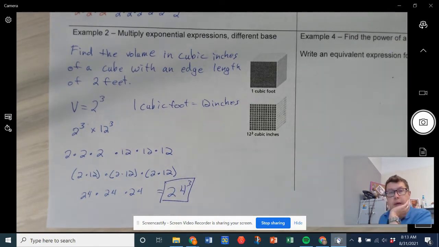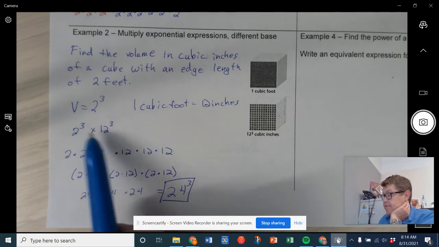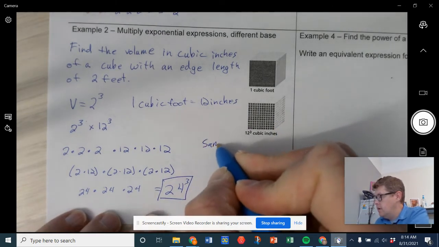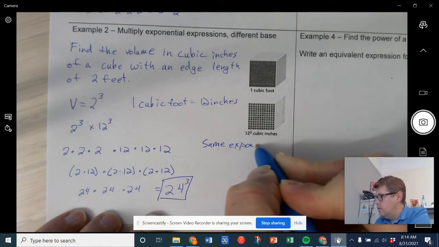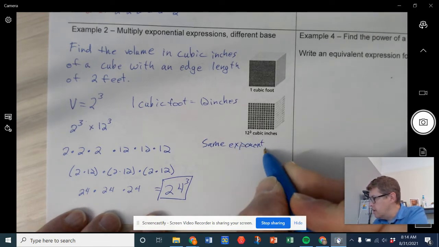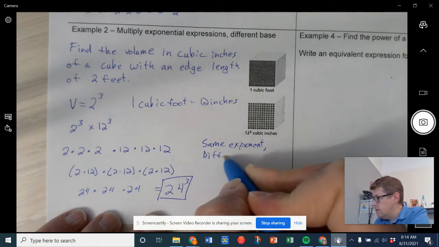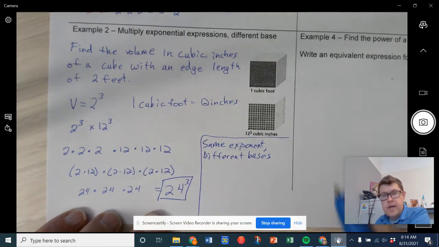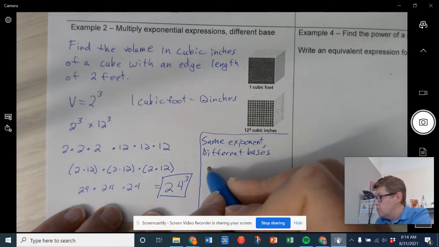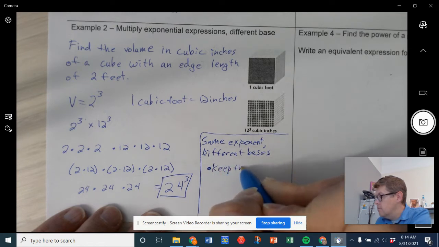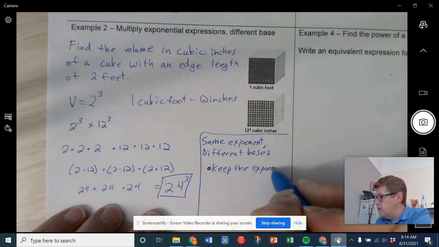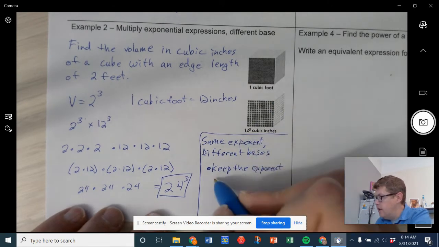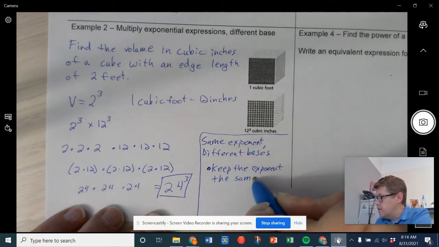Okay, so when you have exponential expressions with the same exponent but different bases, I'm going to write here: same exponent, but different bases. Okay, I'm going to separate that out here. You keep the exponent the same. It's kind of the opposite of the first example. Keep the exponent the same, and you multiply your bases.